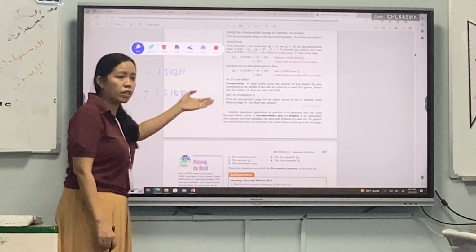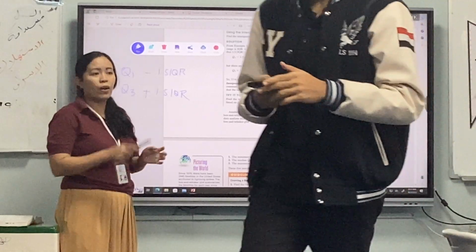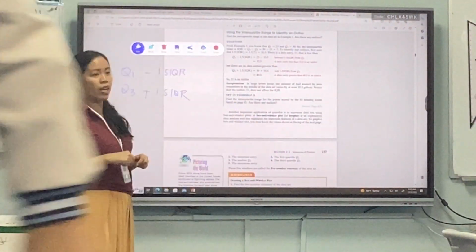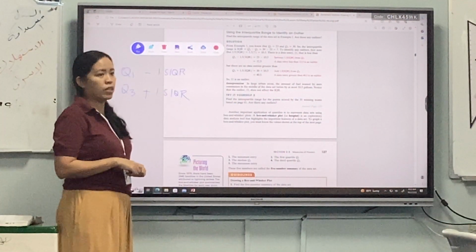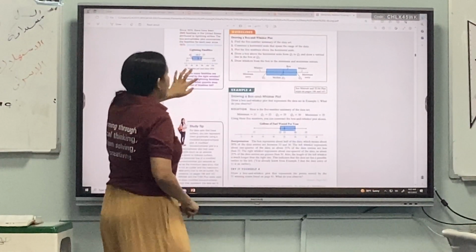What's the answer for your IQR? What's your IQR? It's 25, right? Quartile 3 minus quartile 1. Okay. But next, why 1.5?